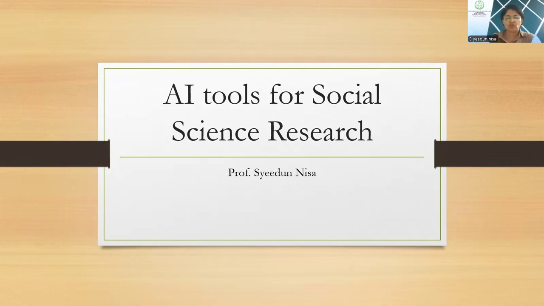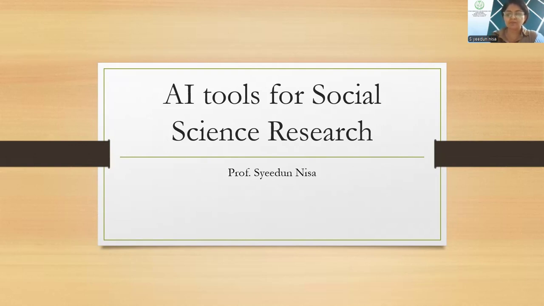Welcome everyone. Today we are diving into how artificial intelligence is reshaping the landscape of social science research. We'll look at tools, real world applications, opportunities, and the ethical implications of using AI in the field of social science research.